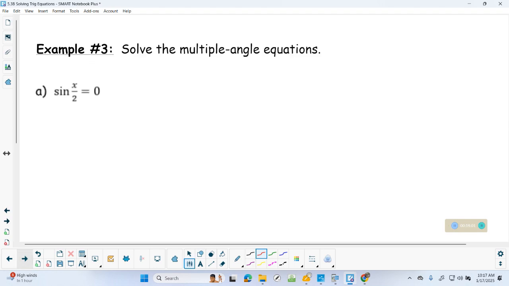All right, last thing I have for you. This is easy. As always, there's one extra step. Notice the directions: solve the multiple angle equations. So radians and coterminals are in play. When it says multi-angle, we're talking about this, the coefficient, half x, half times x. Don't let that freak you out. It's the same process as always.